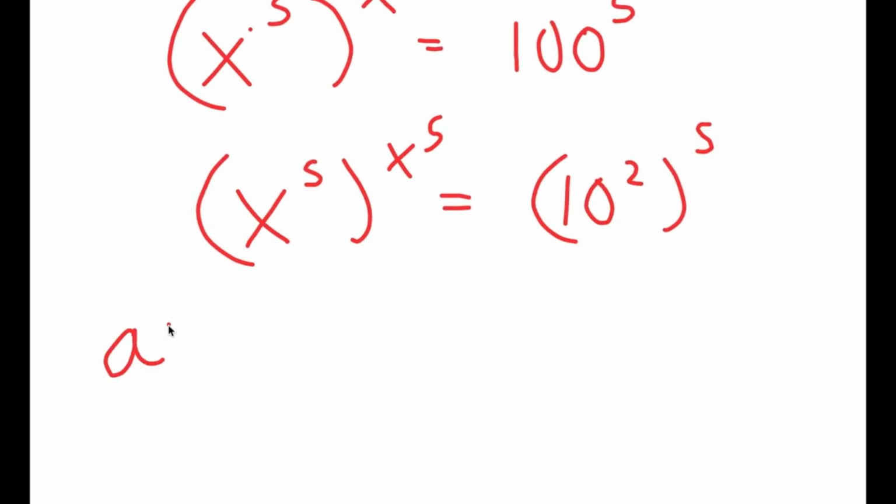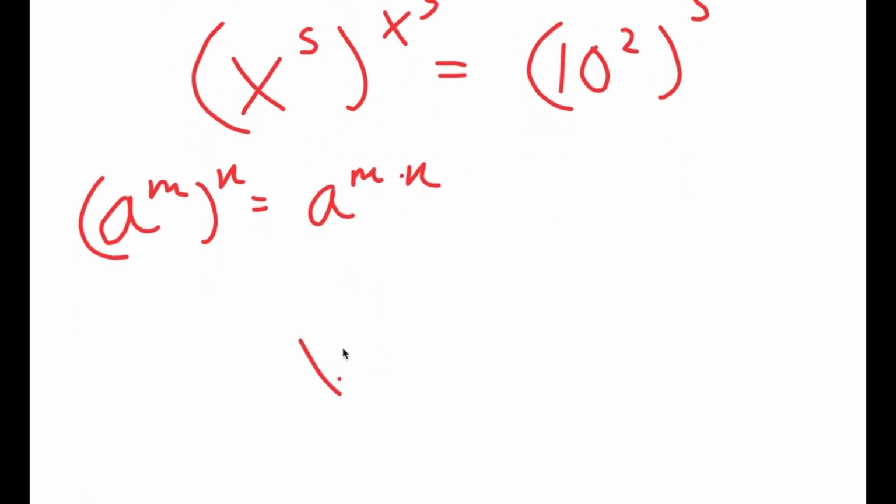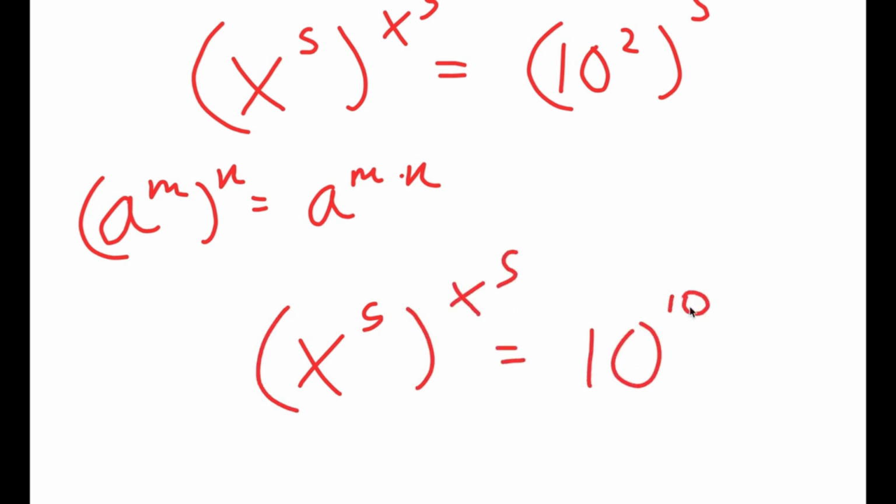And another property of exponents is that if I have something in the form a to the power of m to the power of n, this is equal to a to the power of m times n. So 10 to the power of 2 to the power of 5 is going to equal 10 to the power of 2 times 5, which is 10 to the power of 10.